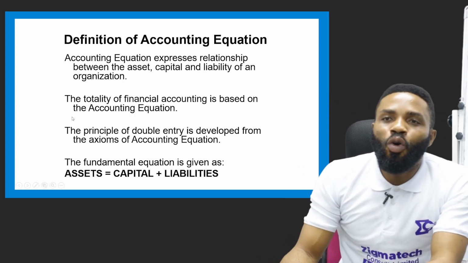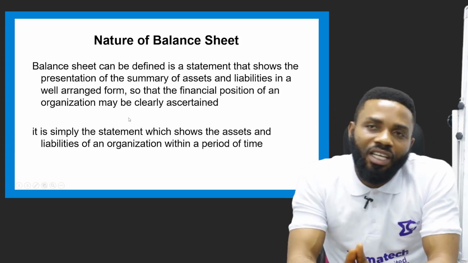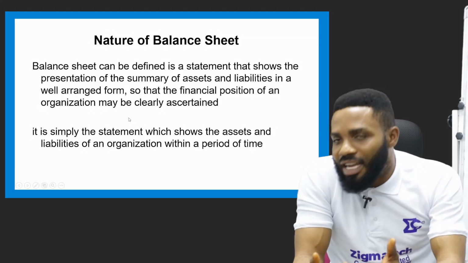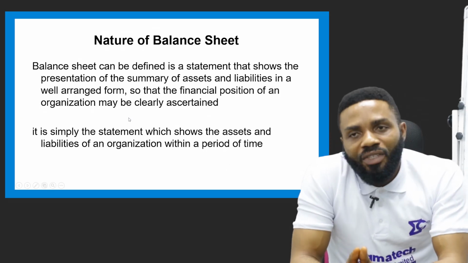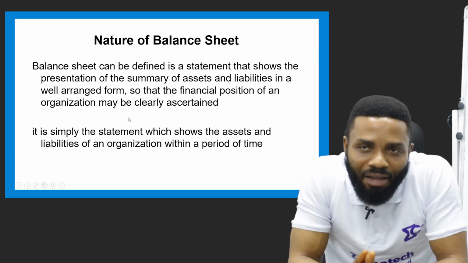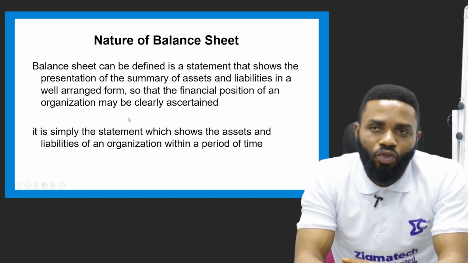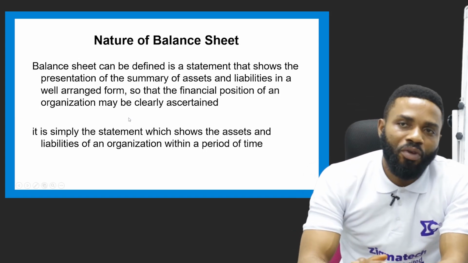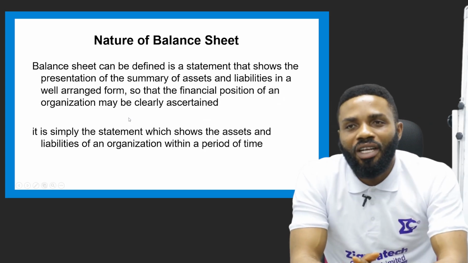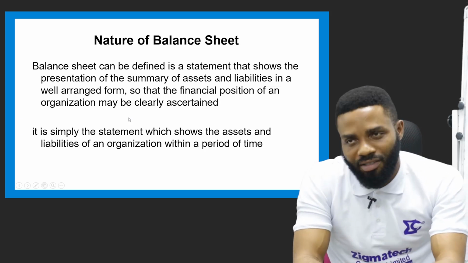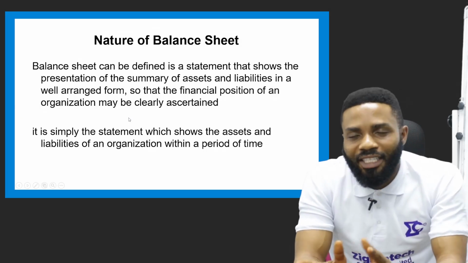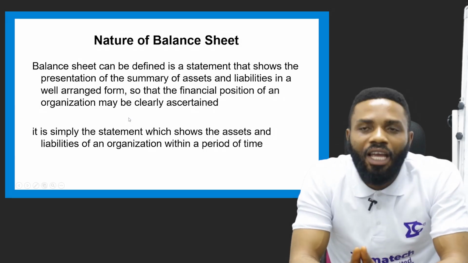Now, permit me to take us to what the balance sheet is, because as you can see there, this is just like what is expected in the balance sheet. We have explained that a balance sheet is simply a statement that shows a summary of assets and liabilities in a well-arranged form, so that the financial position of an organization may be what? Clearly ascertained. I want to request that students take time to read what a balance sheet is, because for the sake of this lesson we may not go in depth. We might just touch the items of a balance sheet so that we can make progress in our lesson.